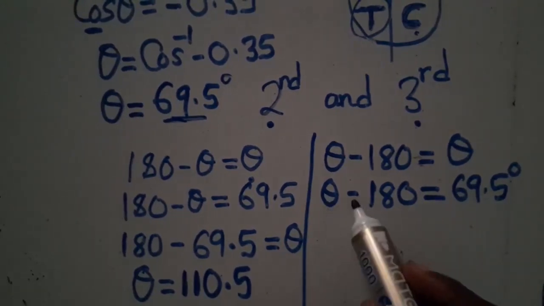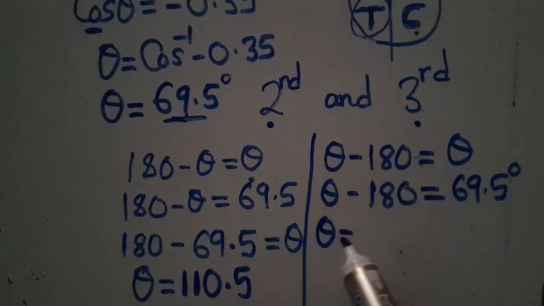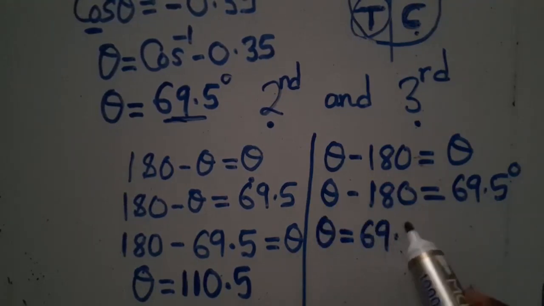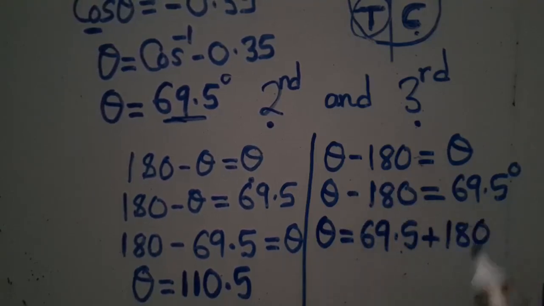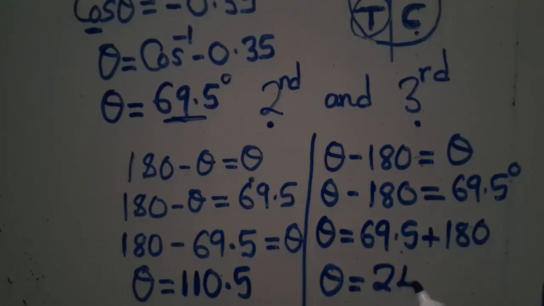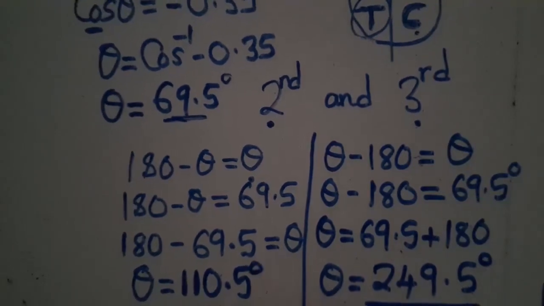So here you say this one goes aside. You're going to have something like 69.5. When this goes aside, it becomes positive 180. You know that when a number crosses an equal to sign, the sign of that number changes. So what answer are you getting there? 69.5 plus 180. What answer are we getting? We are getting 249.5. This is the answer. Degrees there, even there, degrees. This is what you are supposed to do.